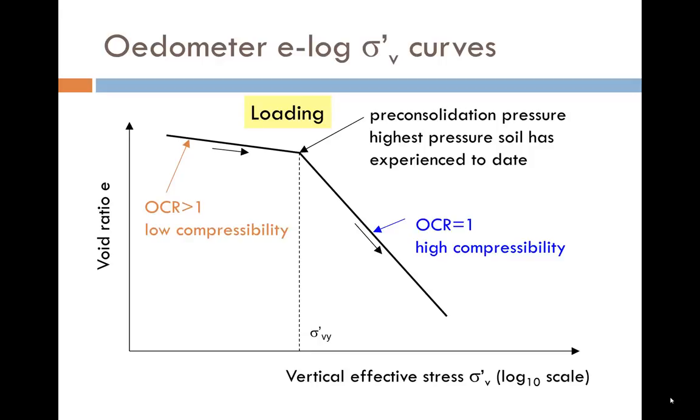Once the pre-consolidation pressure is exceeded, the response is much softer. This is the normal consolidation line, where OCR equals 1. The void ratio now reduces much more for an increase in vertical effective stress.